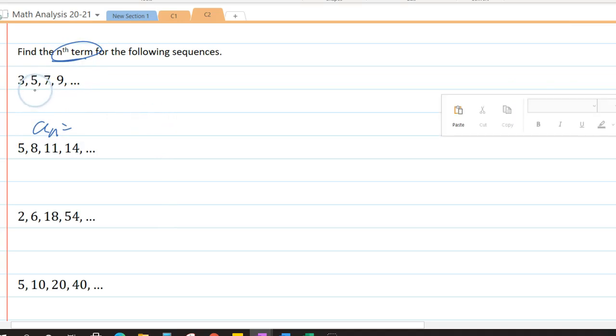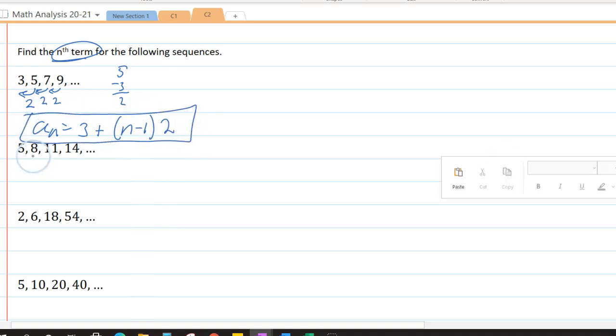We start by subtracting. 5 minus 3 is equal to 2. So that's 2. 7 minus 5 is also 2. 9 minus 7 is also 2. So because we have a common difference, we know that this is an arithmetic sequence. So a sub n is equal to a1, which is our 3, plus n minus 1 times our common difference, which is 2.